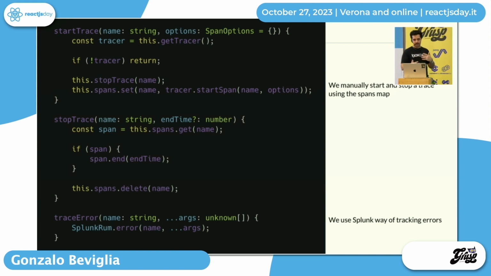To manually start and stop a trace, we store them in our map and reference them by name. In case there is a collision in naming, starting a trace will also end any existing one with the same name and start it again. Every trace that we hold in our map should be started. That's why we delete them after they are stopped. For tracking errors, we just delegate to Splunk's implementation, which is good enough for our needs.